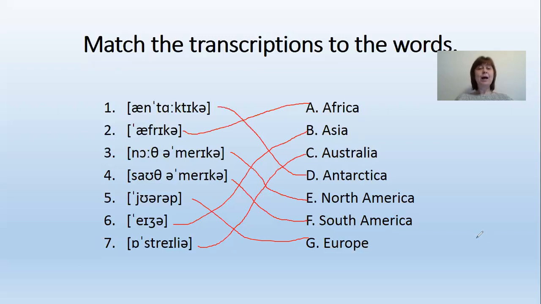Well done. Now, repeat after me. Let's read the words in the left column. Antarctica, Africa, North America, South America, Europe, Asia, Australia. Now let's read the words in the right column together.